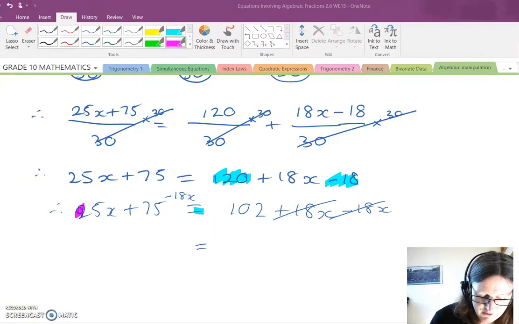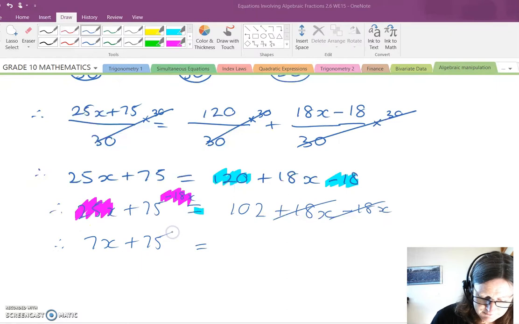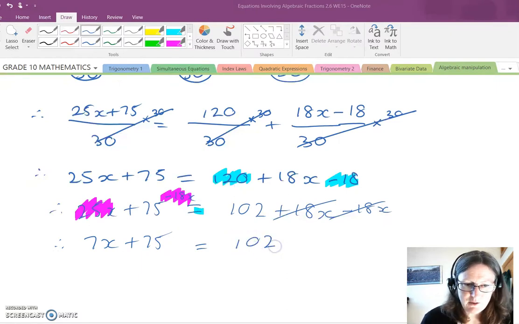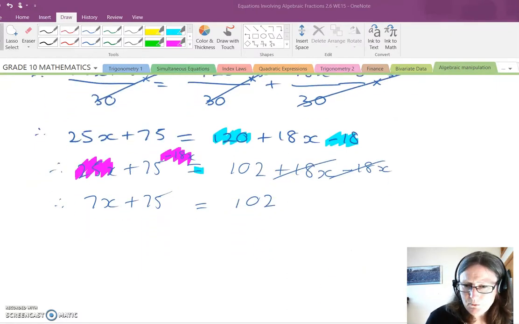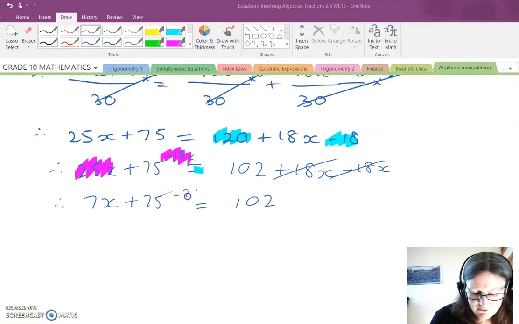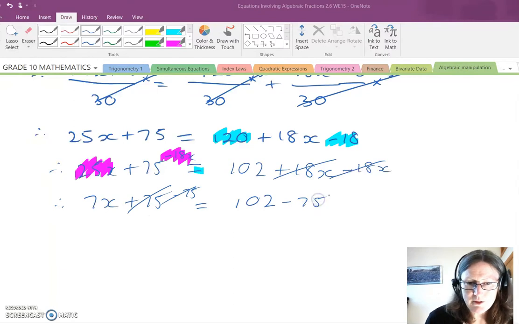So now combining some like terms on this side, 25x subtract 18x is 7x, and I've only got 102 over here. Okay, I don't want the 75 on the left-hand side, so subtract 75. Cancel. Remember to do it to the other side. So on my left-hand side I've got 7x, and on my right-hand side I have 27.